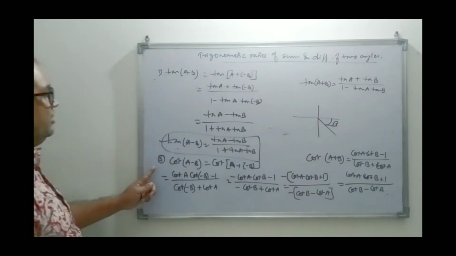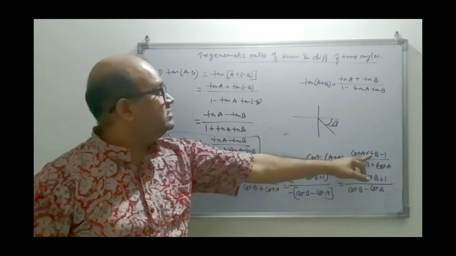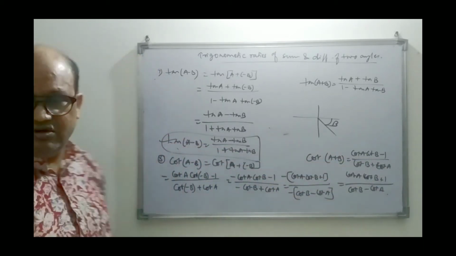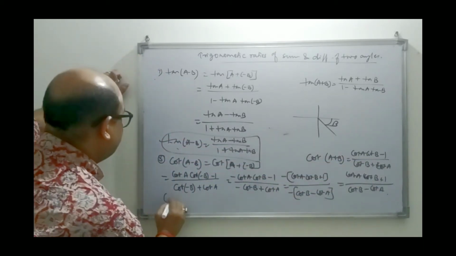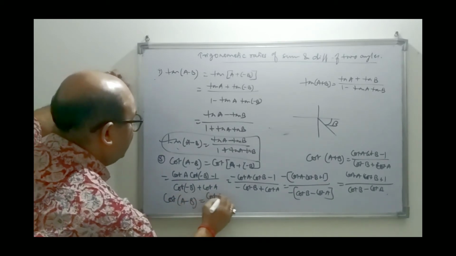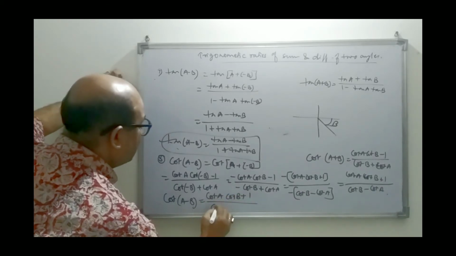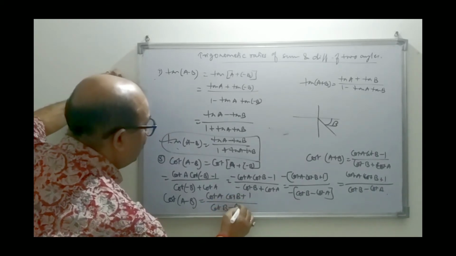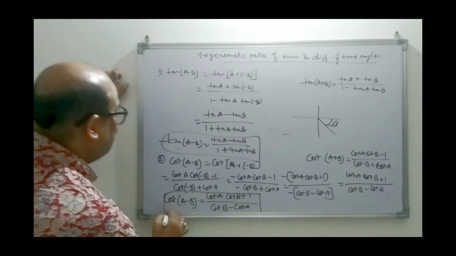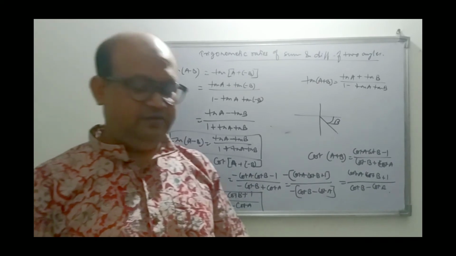So in the identity, if you change the sign here, the sign is changing at these two places. So what I get here? We get cot(A minus B) equal to (cot A cot B plus 1) upon (cot B minus cot A). So this is the identity for cot(A minus B).